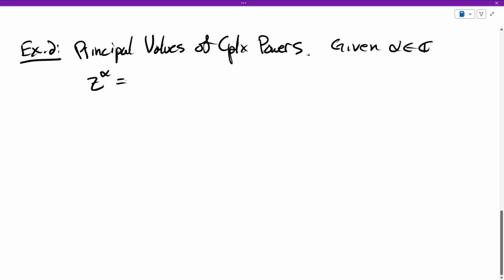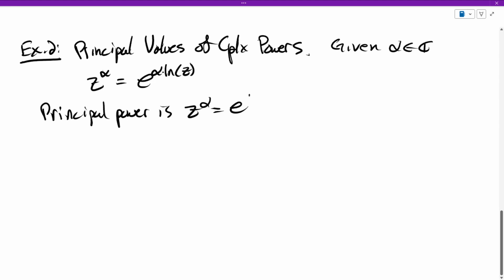then what we'd like to do is to define this to be e to the alpha log z. Now that logarithm is the only spot where we can exchange something for a principal value. So the principal power is the same thing, but we use the principal logarithm. So a capital, sorry, it looks like a ln, capital Ln.